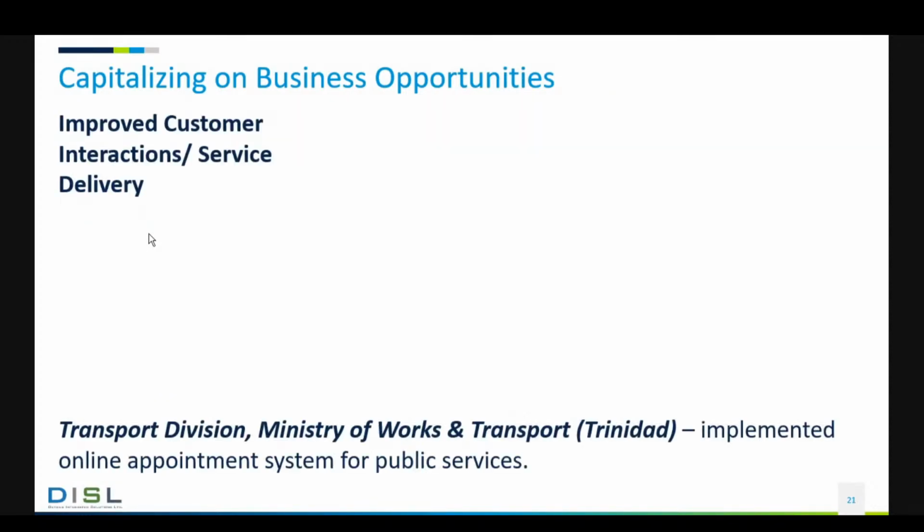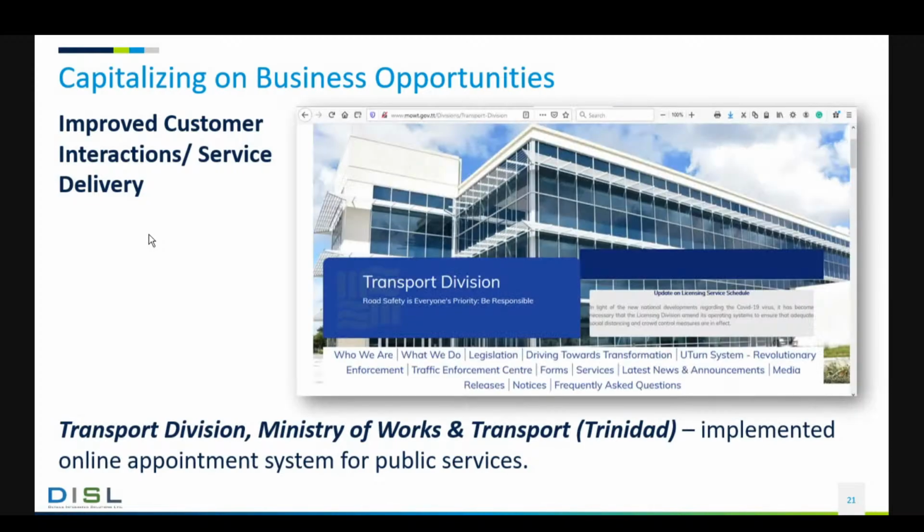You can also look at how you can improve your customer service, delivery, and customer interactions. So the licensing authority, again, this is government. All of the examples I've spoken about have been private sector, and they have dramatically improved their customer service interactions by launching an online appointment system.